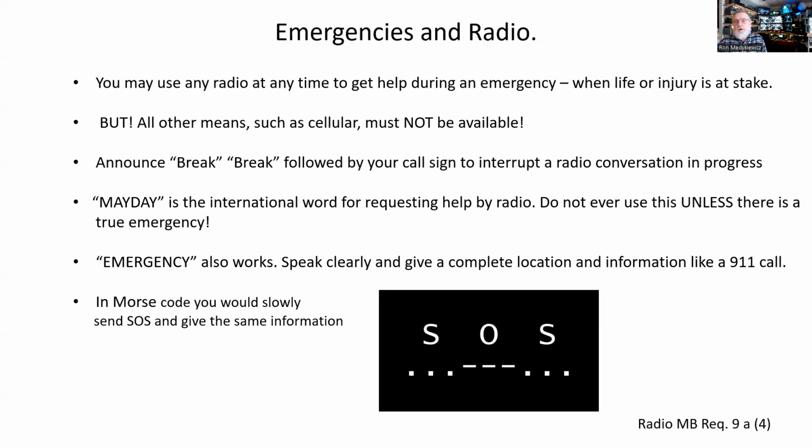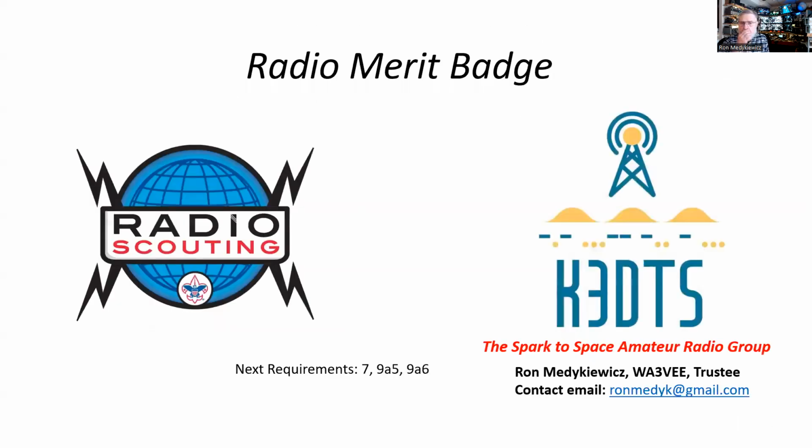This goes very well for you aspiring Eagle Scouts here. This plays very well with your emergency preparedness badge for sure. That concludes these requirements for 9A3 and 9A4. Next, we're actually going to engage in actual on-air operating with requirements 7, 9A, 9A5, and 9A6.